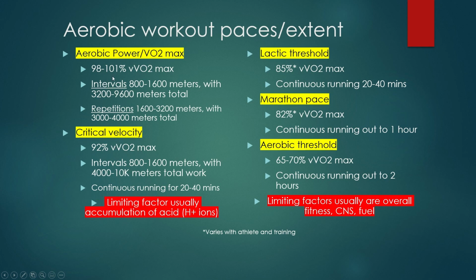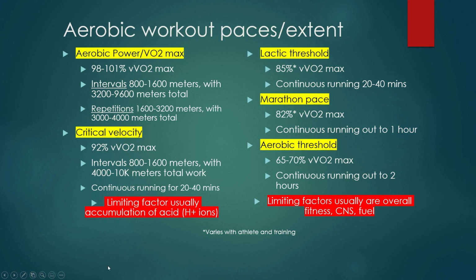So that's why these ones have to be broken up more, because you can't go longer than 3,200 meters with aerobic power continuously, because that's the test for it. You just can't do it. And critical velocity, you could do, like I said, a repetition out to 10K if you absolutely wanted to, but you're going to have that idea of the limiting factor being the acid accumulation. So that's why there's this kind of split down the middle with these two.